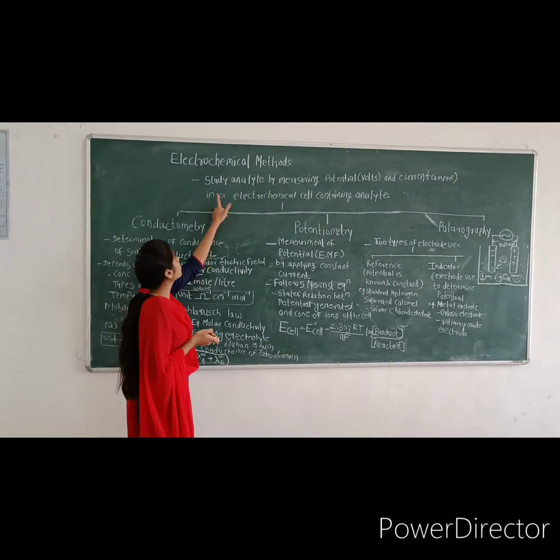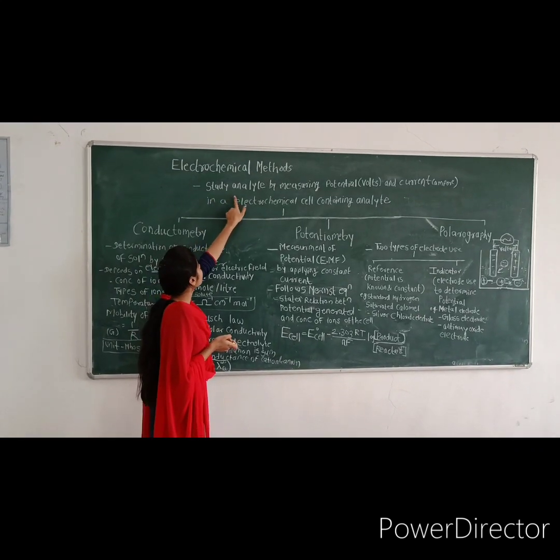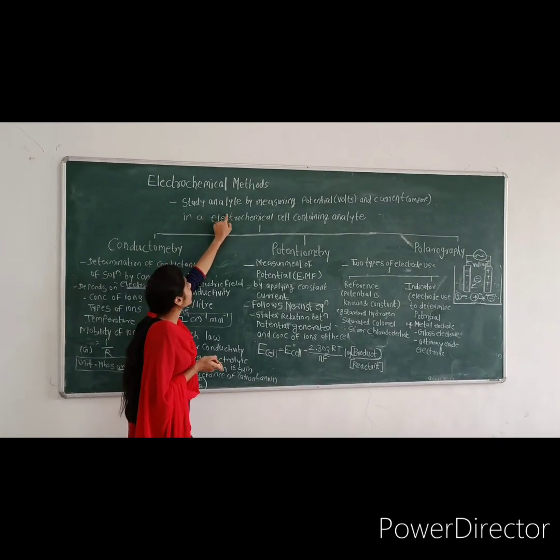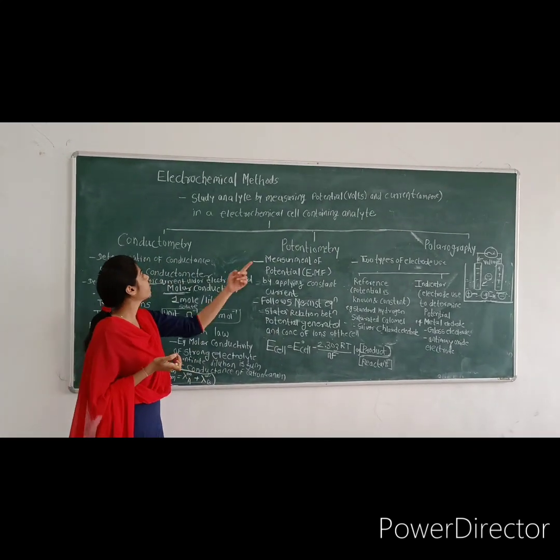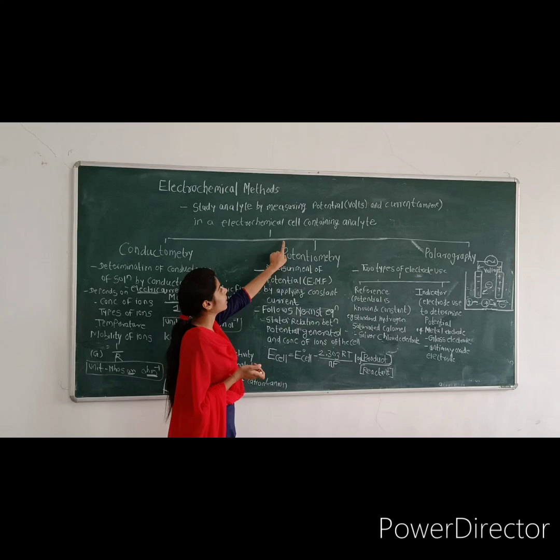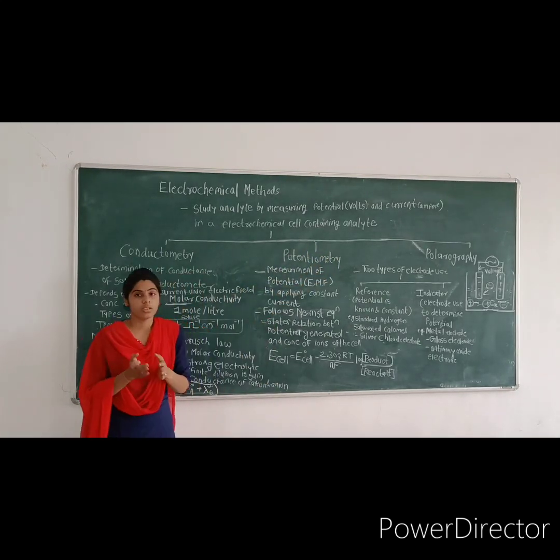By definition, electrochemical methods are the methods which study and analyze by measuring potential in voltage and current in ampere in an electrochemical cell containing analytical solution.